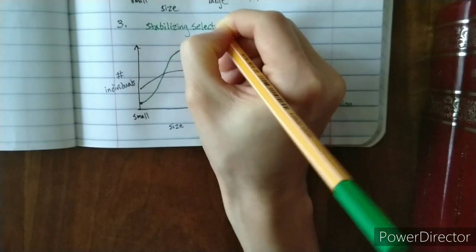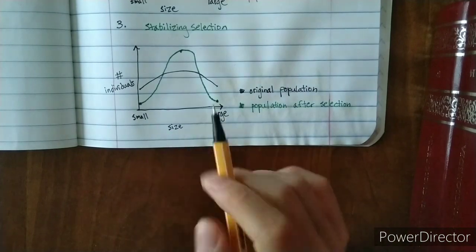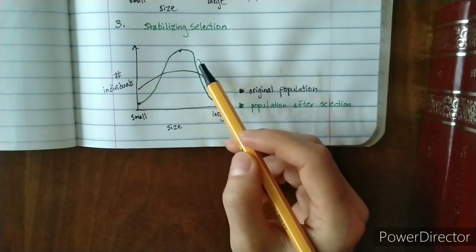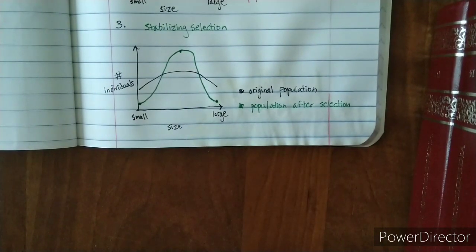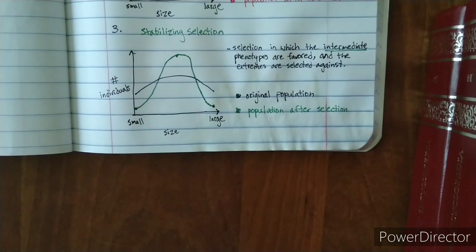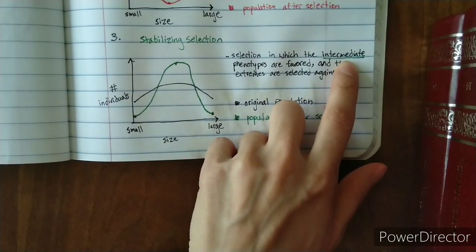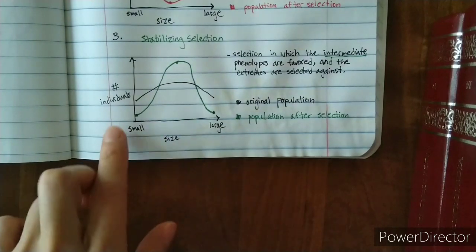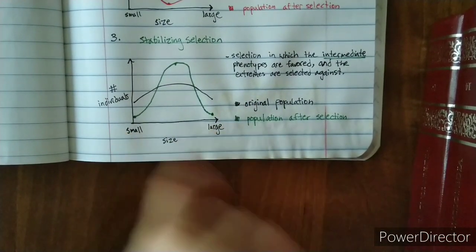Once again, the way that I remember all of these different types of graphs and what they look like is based on their visual appearance. To me, stabilizing selection looks a lot like a little mountain or a little hill, and I can imagine that a hill or a mountain is an extremely stable structure. My definition for stabilizing selection is going to be selection in which the intermediate phenotypes are favored, intermediate being those middle phenotypes, the ones that are neither extreme in the range, whereas the extremes are selected against.